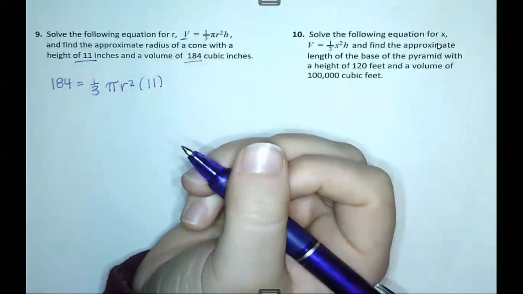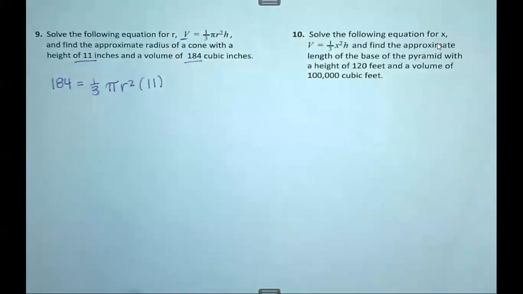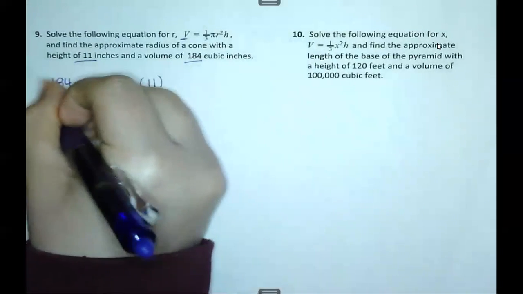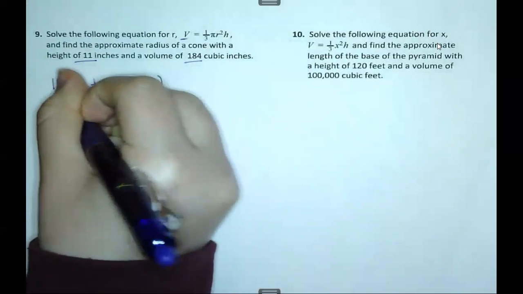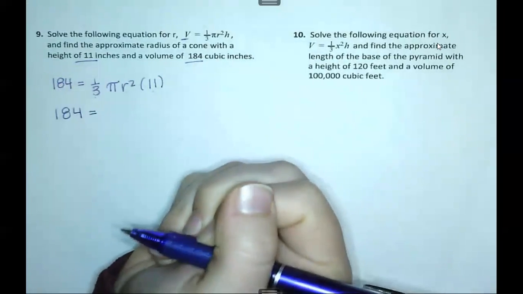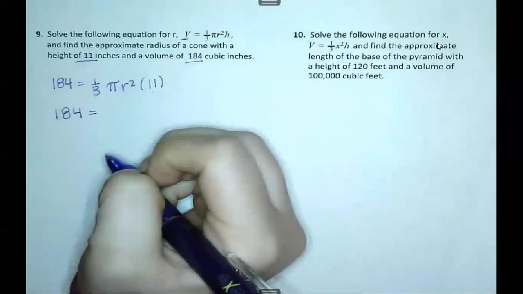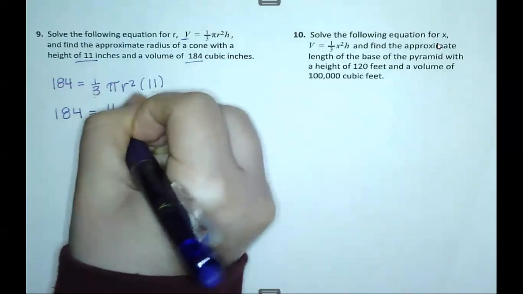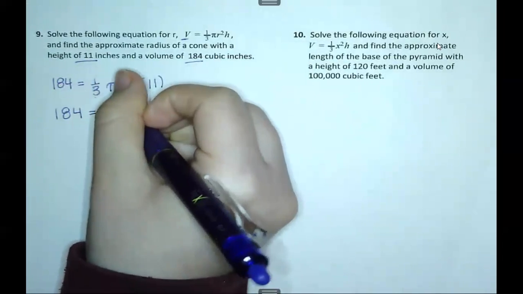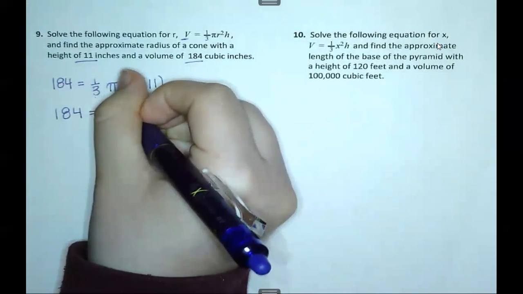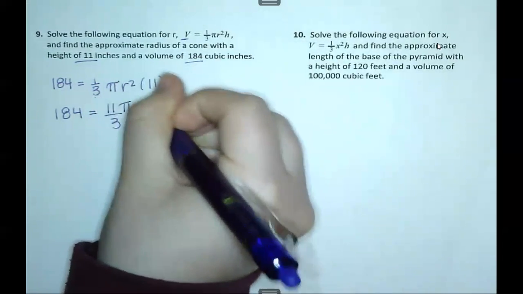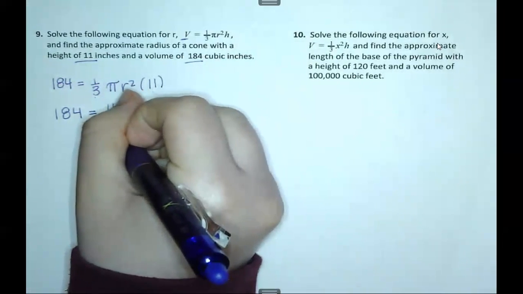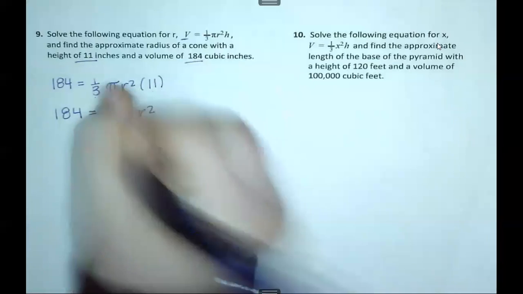Okay, so the only thing we are looking for here is r. So I'm going to combine some of these other things on the other side before I try and get my variable by itself. So I would multiply 1/3 times 11, which is just going to give me 11/3 times pi times r squared.